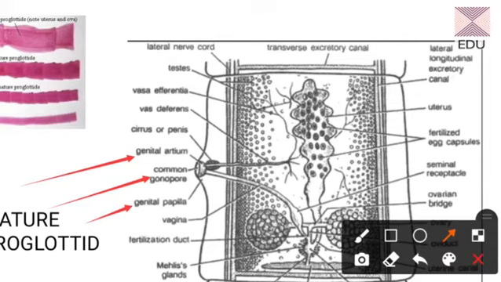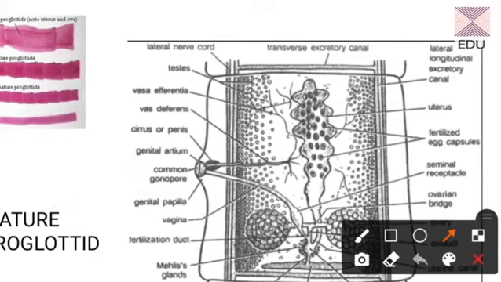The genital papilla is the outgrowth of the mature proglottid on which the genital atrium is present. I'll take up the genital papilla later in the next slide. The genital atrium is a chamber in which both the male and female reproductive tracts open. That was the last part of the male reproductive system.